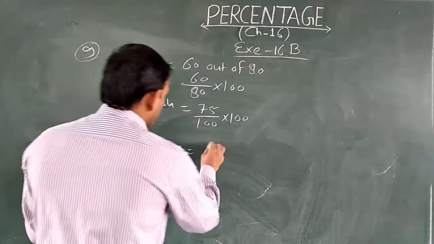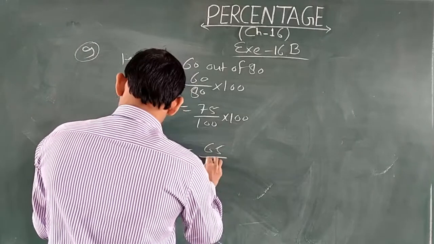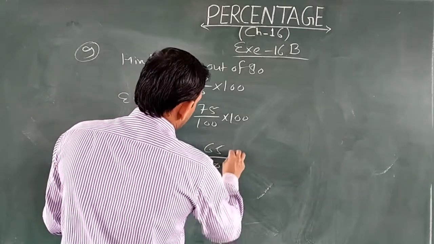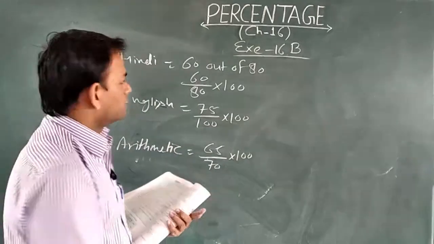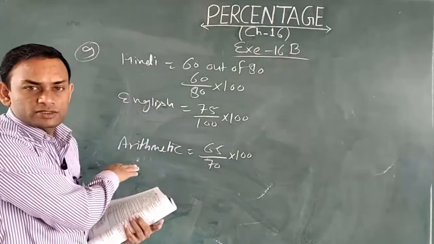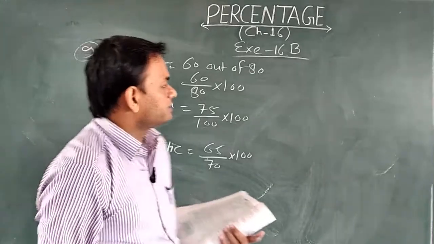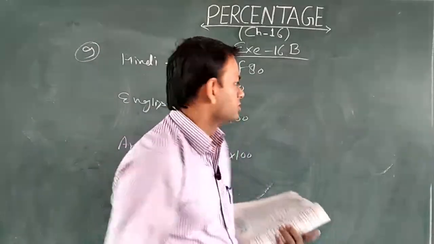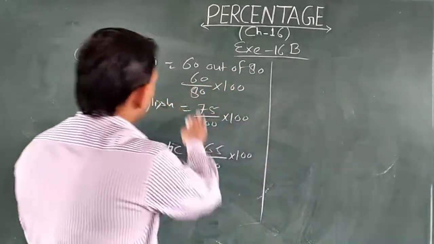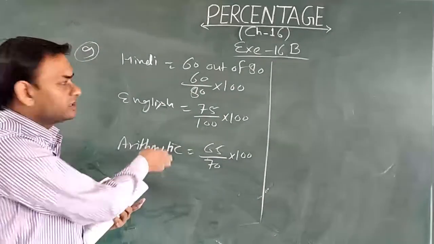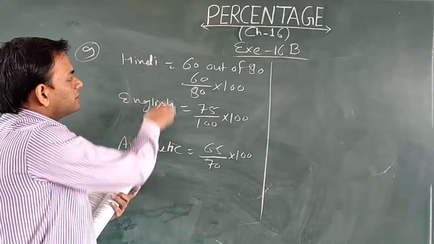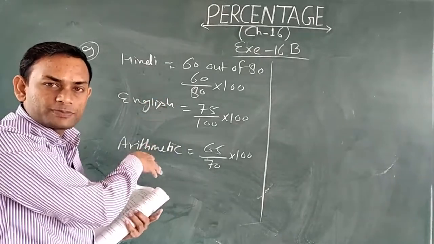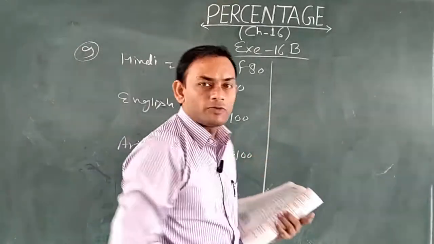In arithmetic, 65 marks are there out of 70. So first of all, you will find the percentage of each subject. After that, you will find the overall percentage. From here, you will get the percentage marks of each subject. Then after, you have to find the overall percentage.